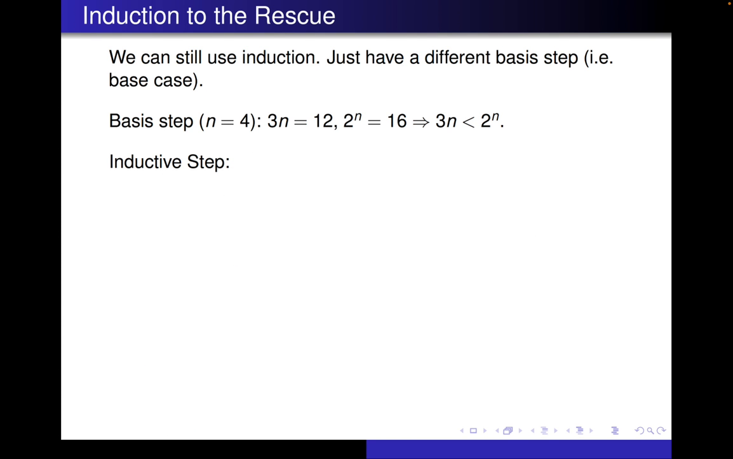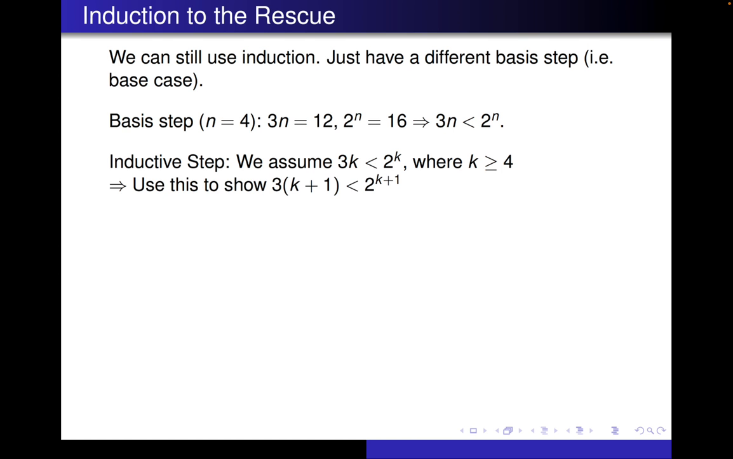Alright, so let's see how this is going to work in general. So my inductive step, I'm going to assume that 3 times k is less than 2 to the k, where k is greater than or equal to 4 because that was my basis step. And I'm going to use that to show that 3 times k plus 1 is less than 2 to the k plus 1. So let's look at 3 times k plus 1.